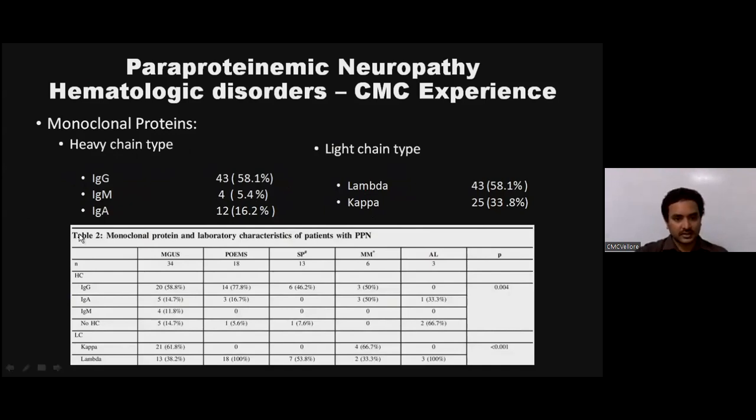So in this, secondly, the subtype classification, we have MGUS 34, POEMS 18 patients, and solitary plasmacytoma 13. Out of that, the most common one is the MGUS.